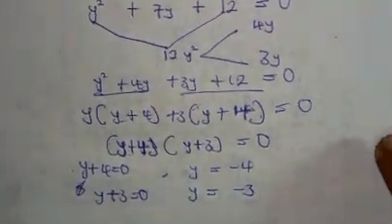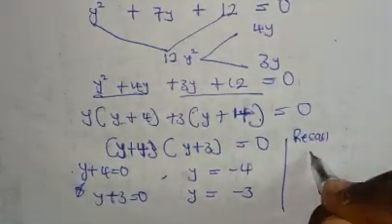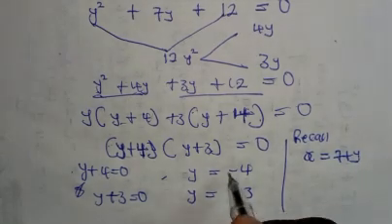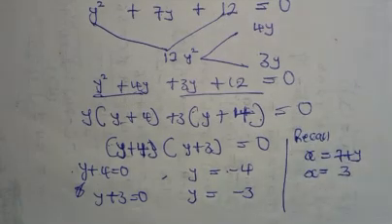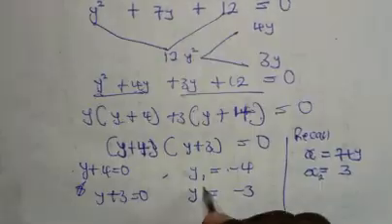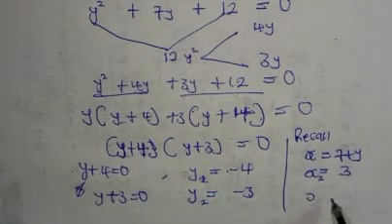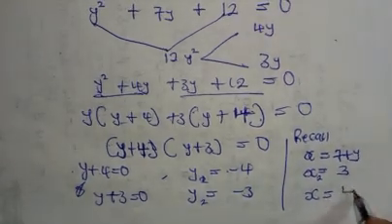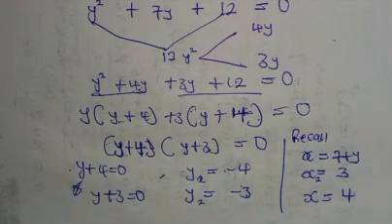If y is equal to minus 4, don't forget, recall that x is equal to 7 plus y. So if y is equal to minus 4, x is equal to 3. If y is equal to minus 3, x is equal to 4. So now we have gotten two values for y again and two values for x again.